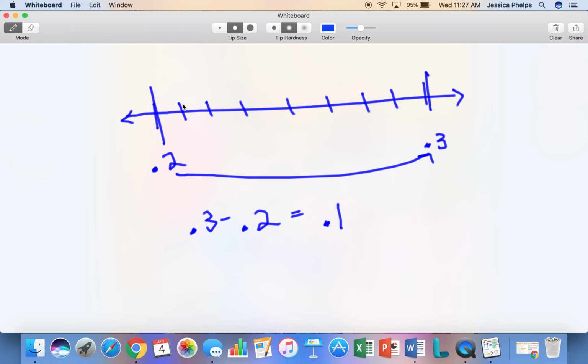Well, how many hash marks do we have? Remember, we don't count the first one, but we count the others. 1, 2, 3, 4, 5, 6, 7, 8. So we have 8 hash marks that this whole 0.1 is representing. So to know how much each hash mark is, we'll just divide that by 8. And so each hash mark represents 0.0125. Okay?